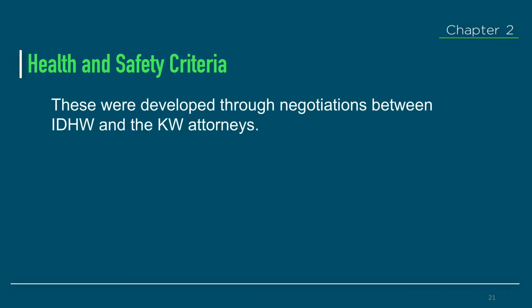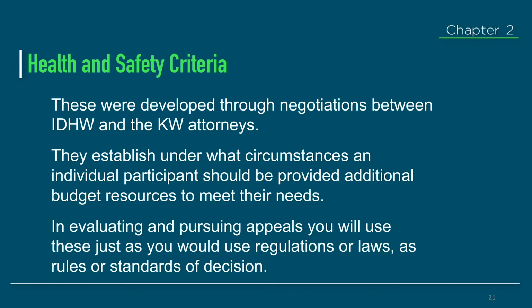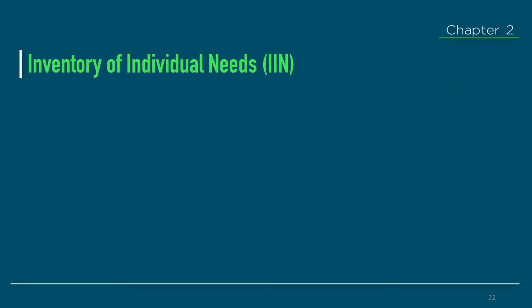These criteria were developed through negotiations between Idaho Department of Health and Welfare and the attorneys representing the class in the KW litigation. They established the circumstances under which an individual participant should be provided additional budget resources to meet their needs. In evaluating and pursuing appeals, you're going to use these just as you would use any other regulation or laws. You'll use these as rules or standards of decision precisely because they've been agreed to by the Department of Health and Welfare. The next attachment in the packet is the Inventory of Individual Needs.